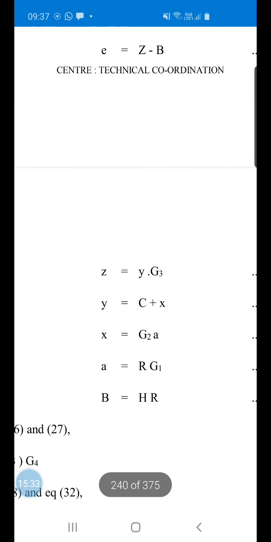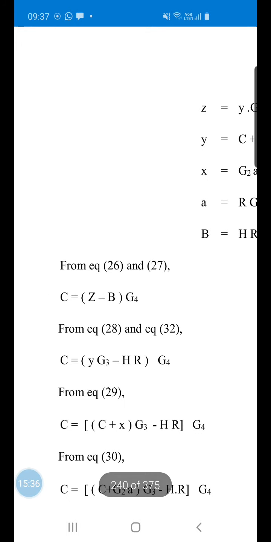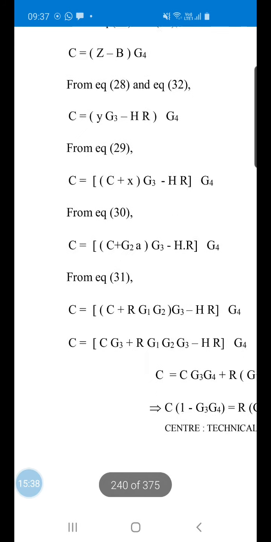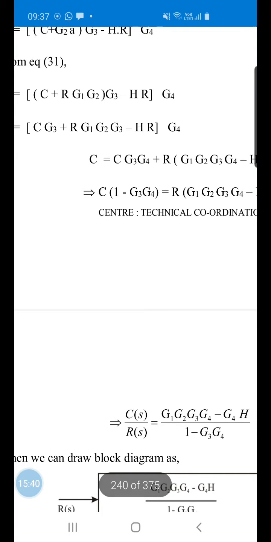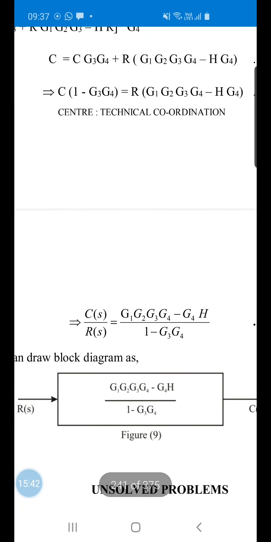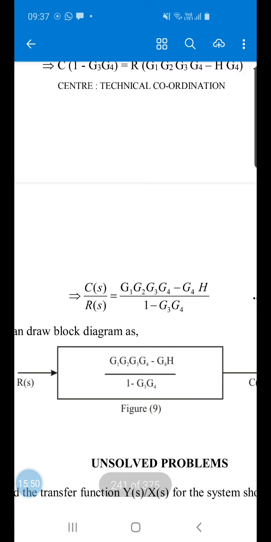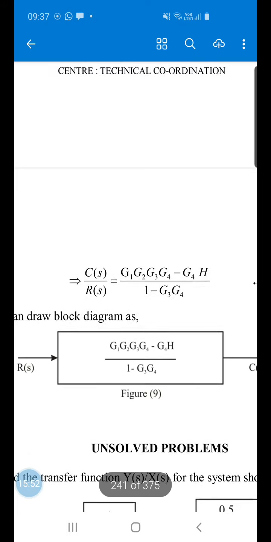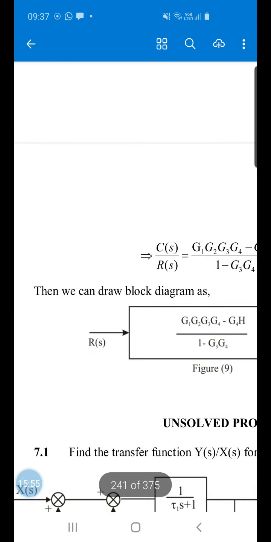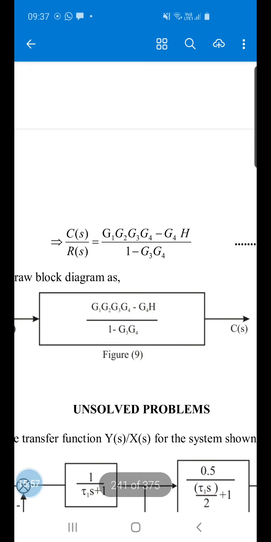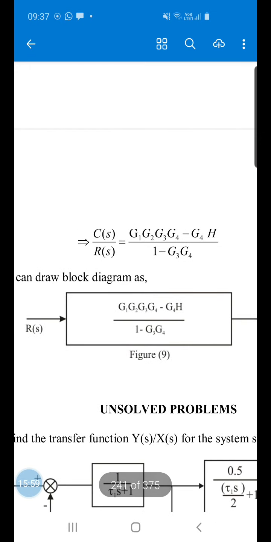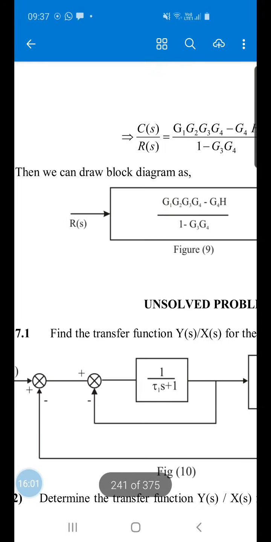So you can write all these equations and again you can combine to find out the value of C. You will get this equation. What you will get? C by R, or C of S by R of S, is equal to G1 G2 G3 G4 minus G4 into H upon 1 minus G3 G4. So this will be your final block diagram. C of S, R of S, and this will be your transfer function.